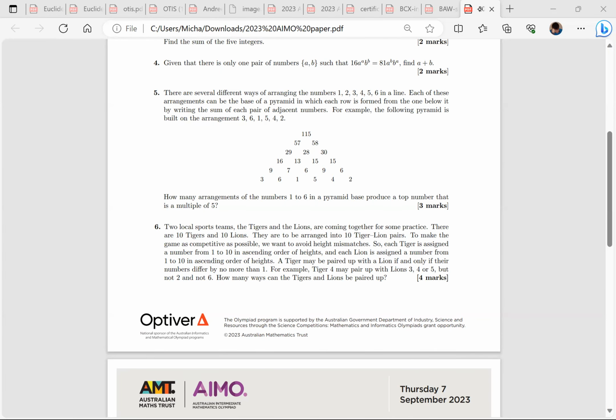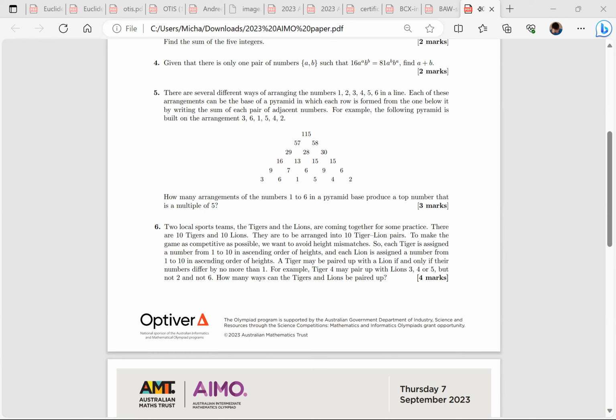Hold on, let me read the question. There are several different ways of arranging the numbers 1, 2, 3, 4, 5, 6 in a line. Each of these arrangements can be the base of a pyramid in which each row is formed from the one below it by writing the sum of the pairs. Oh, it's like some kind of weird Pascal's triangle thing.